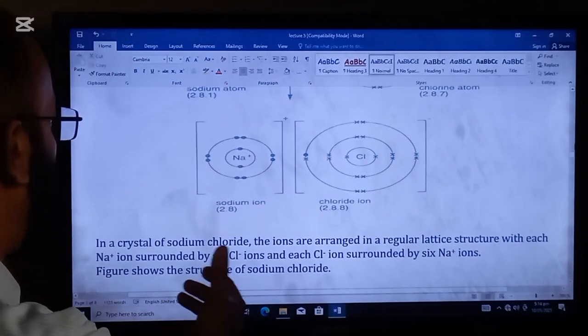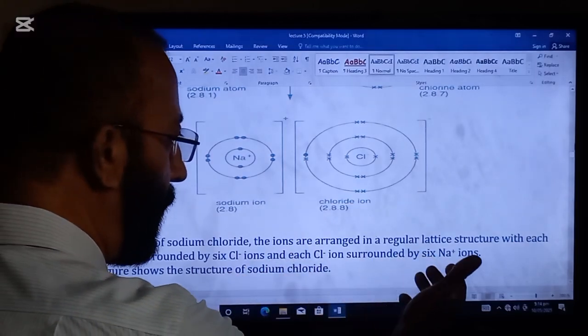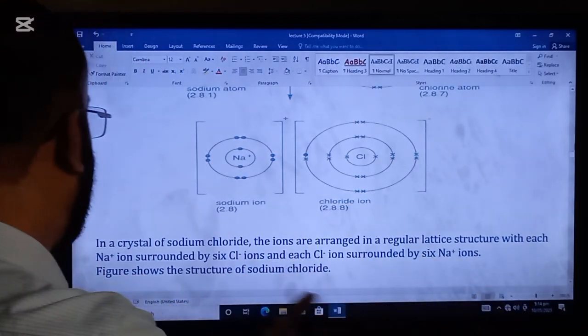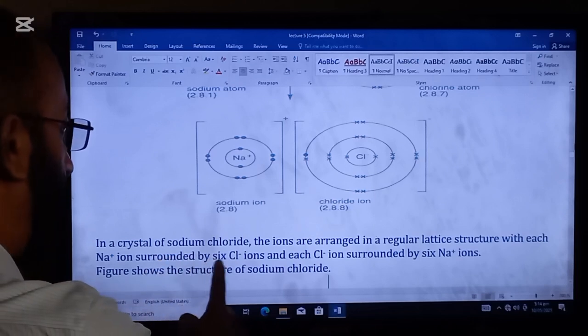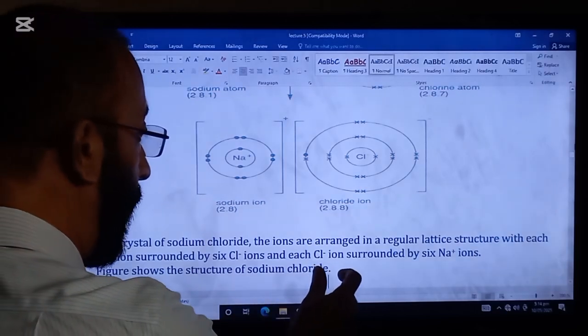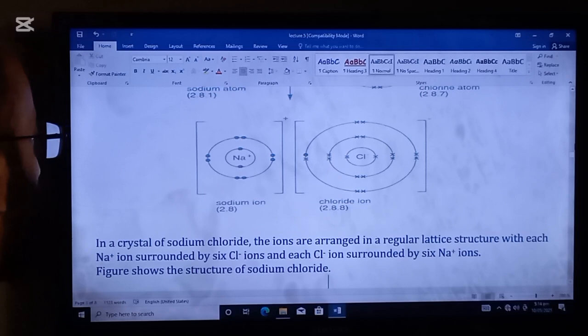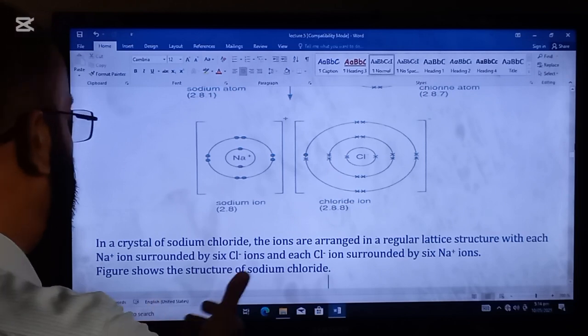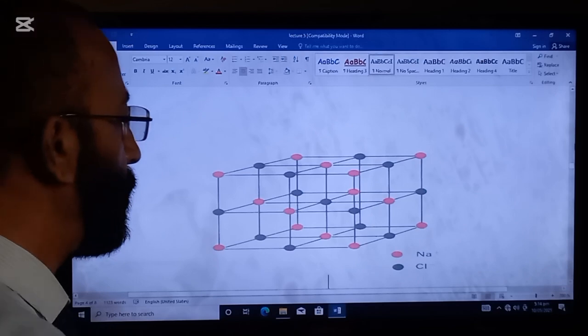In a crystal of sodium chloride, the ions are arranged in a regular lattice structure with each Na+ ion surrounded by 6 Cl- ions and each chloride ion surrounded by 6 sodium ions. The figure shows the structure of sodium chloride, and here is the structure of sodium chloride.